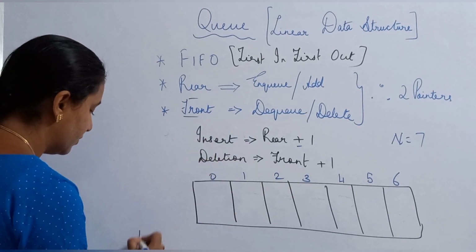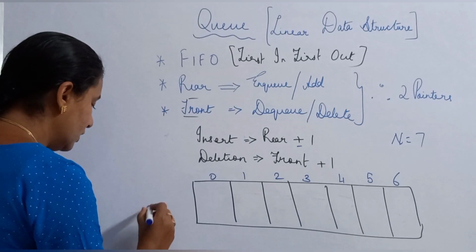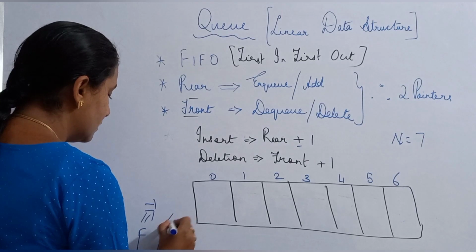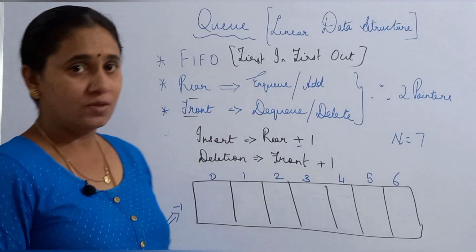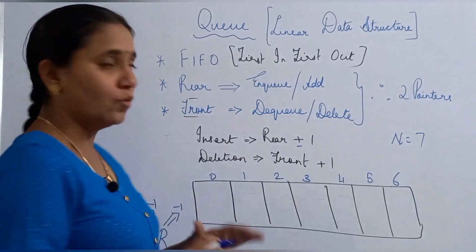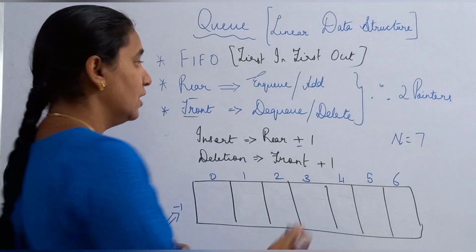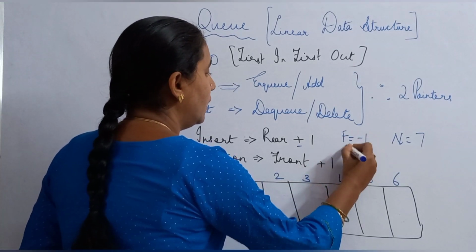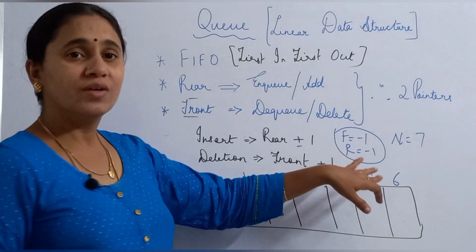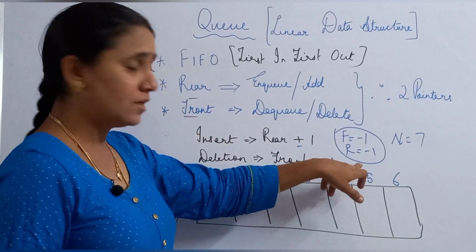See, let it be here, front and rear, because I am using 2 pointers, isn't it? So now let this front value be -1. Okay, now let this rear value be -1. Okay, keep that in mind. F is for front and R is for rear. As there are no elements, initially the F value is -1 and the R value is -1. Okay, so this is the initial value if the queue is empty. This you must keep in mind.